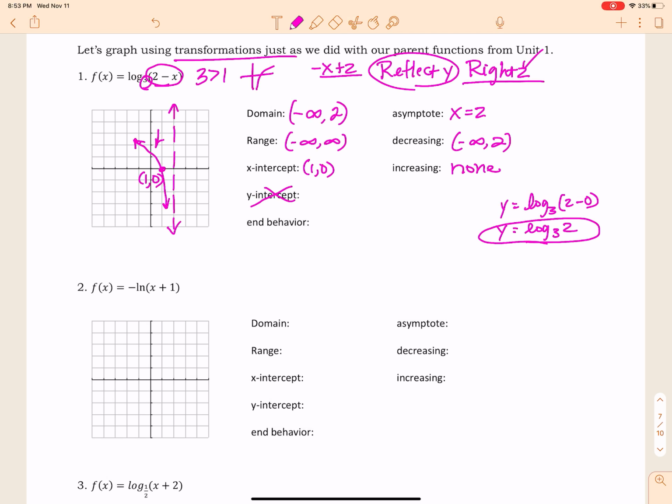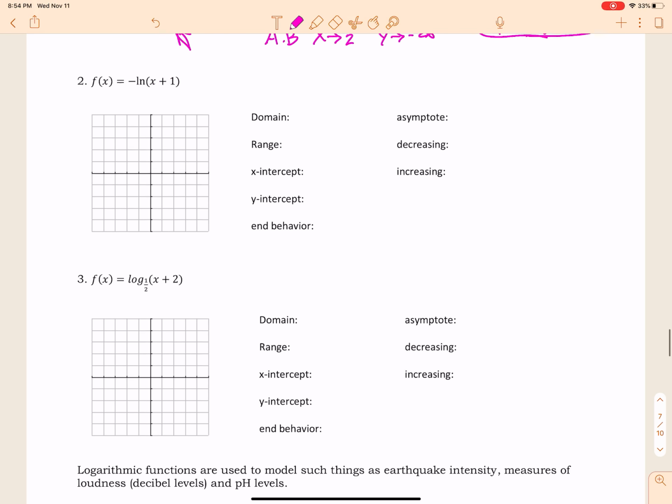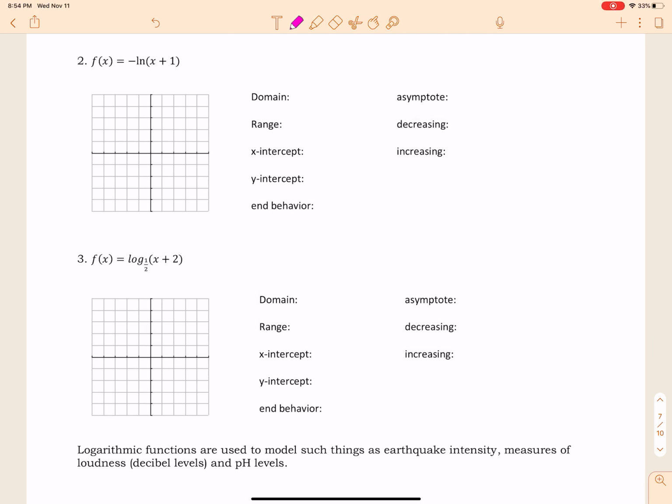The end behavior, remember, is occurring right up here. So as x approaches negative infinity, y approaches positive infinity. And the asymptotic behavior, which is occurring right here, is going to be as x approaches 2 from the negative direction, y is approaching negative infinity. So that's what that's going to look like. Okay, let's look at the next example, I should say.